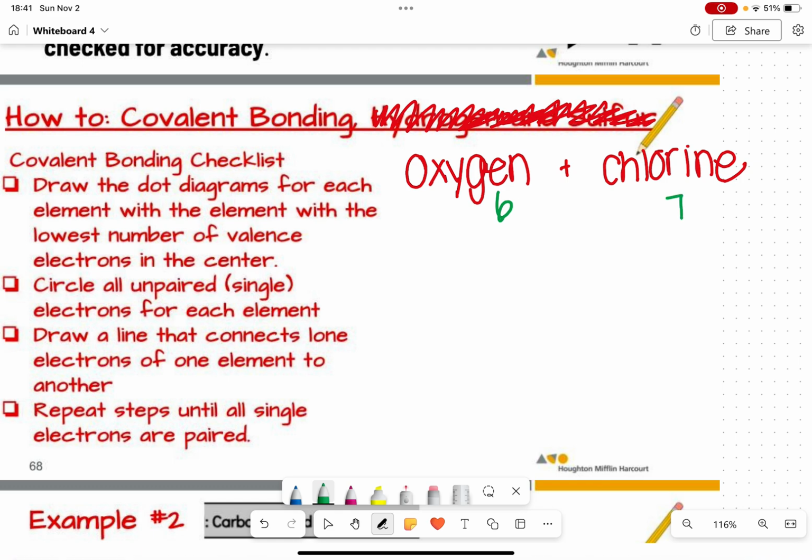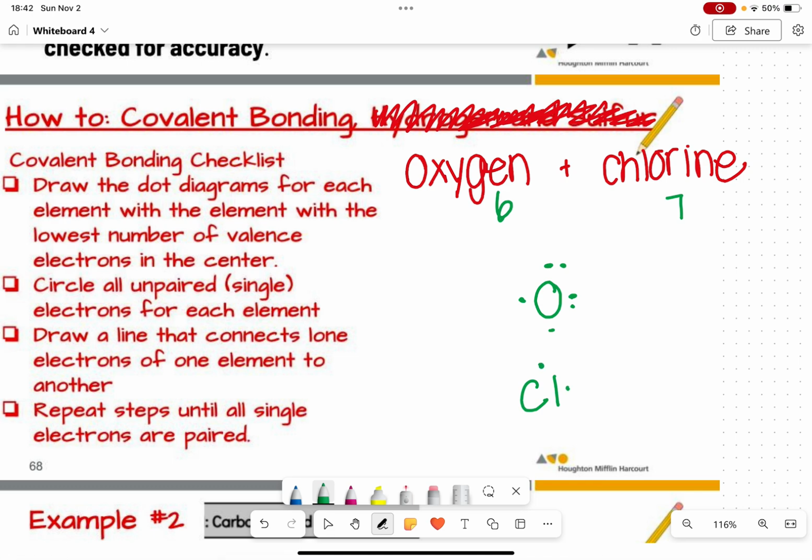I'm going to put oxygen in the middle. The reason for this is because the lower the number of valence electrons, the more bonds they will have to form. And so you want the one that forms the most bonds in the center. It'll help you with drawing. I'm going to do one on each side, and then I'm going to pair up. So 5, 6. And then I'm just going to do Cl at the bottom because I know that lone electron is going to have to pair up on oxygen.